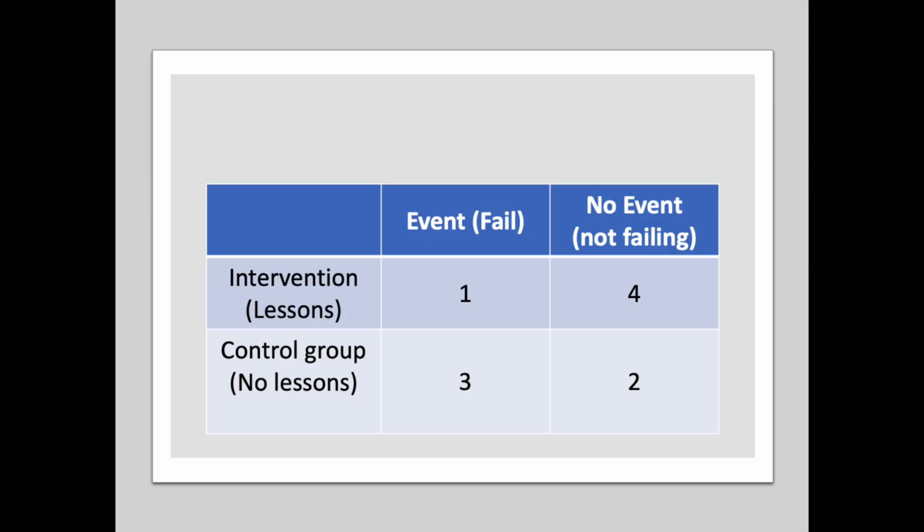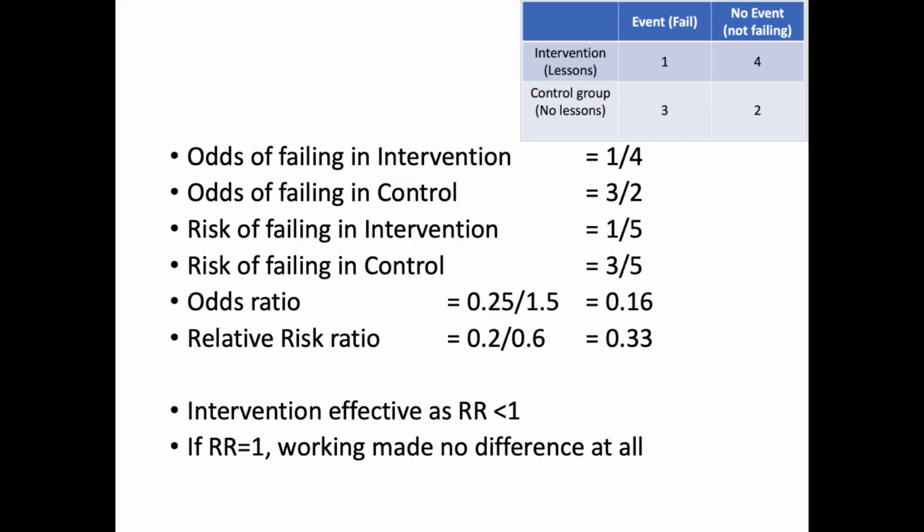So the risk of failing in the intervention group is 1 over 1 plus 4, which is 1 over 5. And the risk of failing in the control group is 3 over 3 plus 2, so 3 over 5. And then the ratio of those will be 0.2 over 0.6, i.e. 1 over 5 over 3 over 5, and that's 0.33.